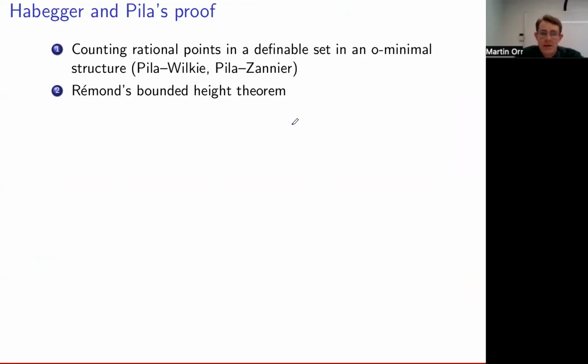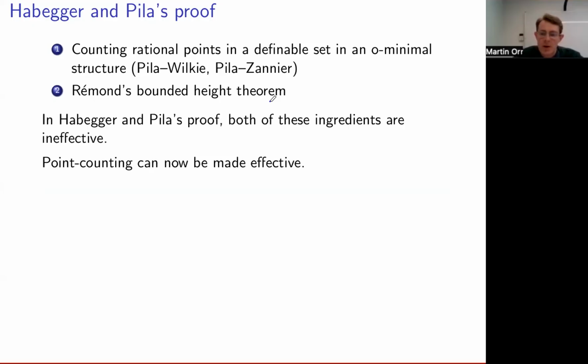And then the arithmetic ingredient, or at least a major part of the arithmetic ingredients, come from the bounded height theorem of Rémond. So in the original version of Habegger and Pila's proof, both of these two steps, 1 and 2, were ineffective. So the o-minimal point counting part, what I've labeled as part 1 here, can now be made effective using more recent developments in effective o-minimality. But that's not the part I want to talk about in this talk. I'm going to talk about the bounded height aspect.